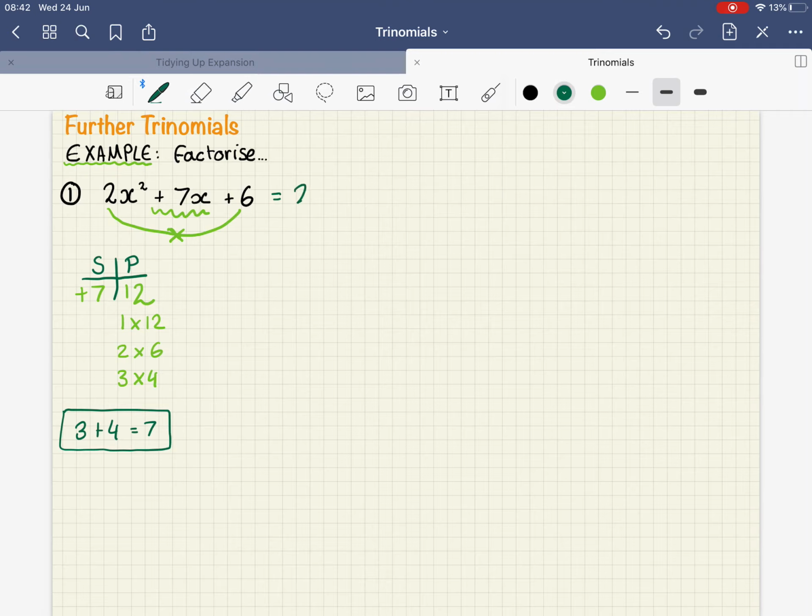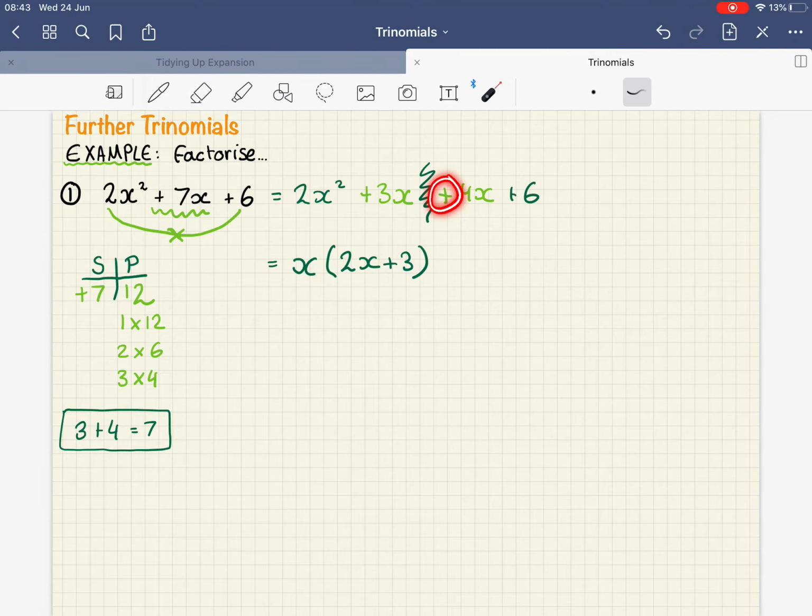So then going back to my original one, instead of writing 7x, I write the numbers that I found, so the plus 3x plus 4x plus 6. Split it down the middle there. Highest common factor here is x, and inside the bracket will be 2x plus 3. Because that's a plus, I use a plus next. Highest common factor here is the 2, and inside the bracket will be 2x plus 3.